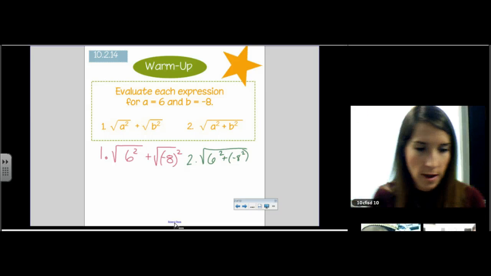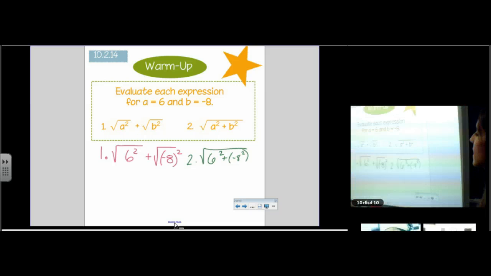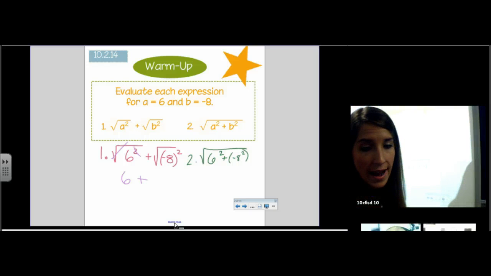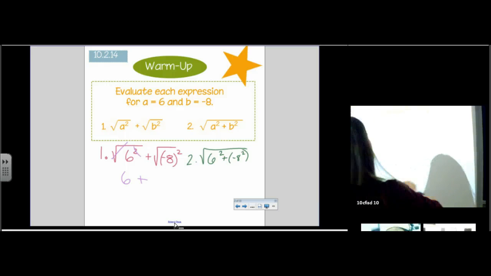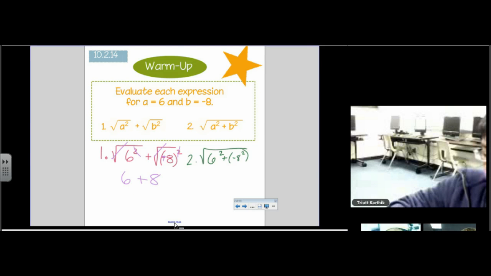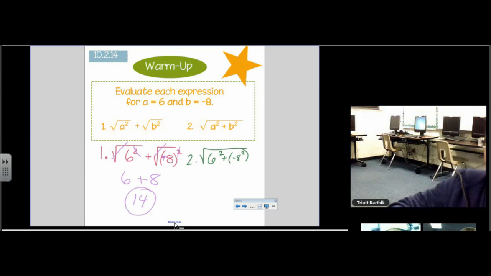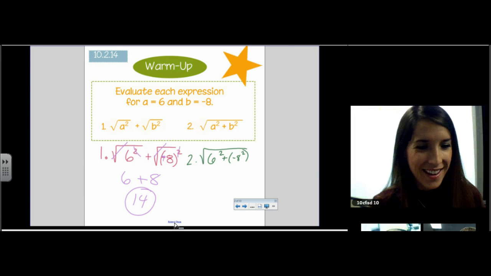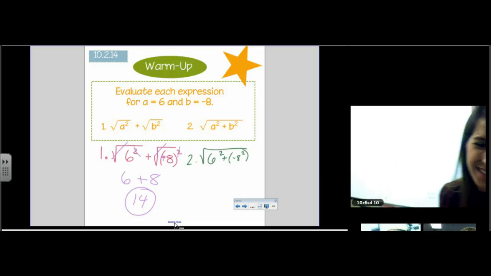Johan, what'd you get for number 1? Very good. The answer to number 1 is 14. Do you notice that the square root and the squared cancel, and the square root of 6 squared is just 6? And on the other one, when you square the -8, a negative times a negative is a positive. So the negative is going to cancel, and the square root and the squared are going to cancel. So on number 1, it is just 14. They cancel. Okay? Rishi's saying it's okay. You're not the only one.